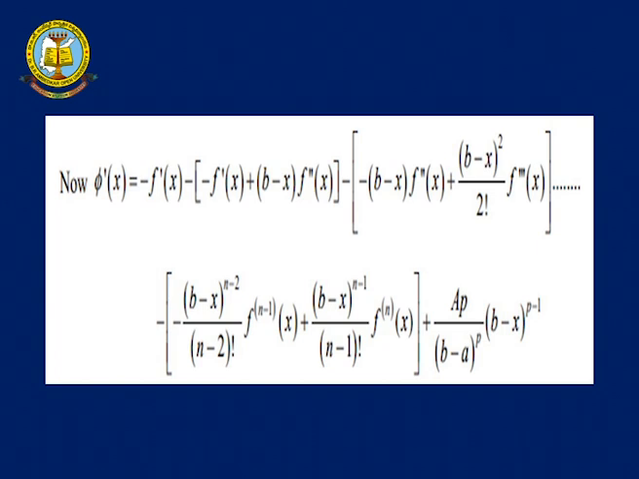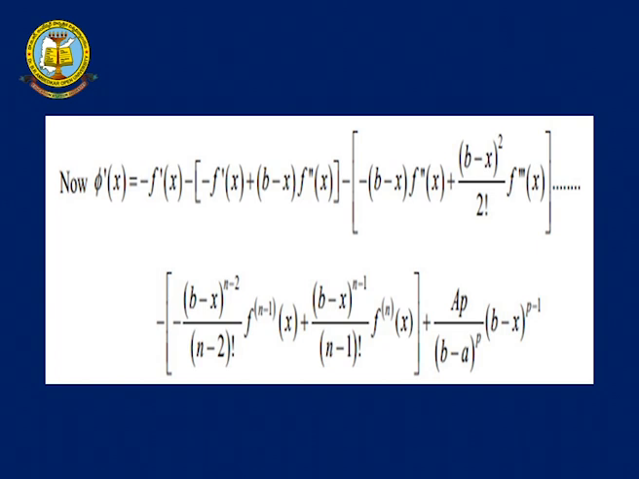So, we are getting 0, and the derivative of minus f of x is minus f dash of x, and in the same way, b minus x by 1 factorial into f double dash of x. Here we have to apply the uv formula. What is the uv formula? u dash v plus v into u dash.